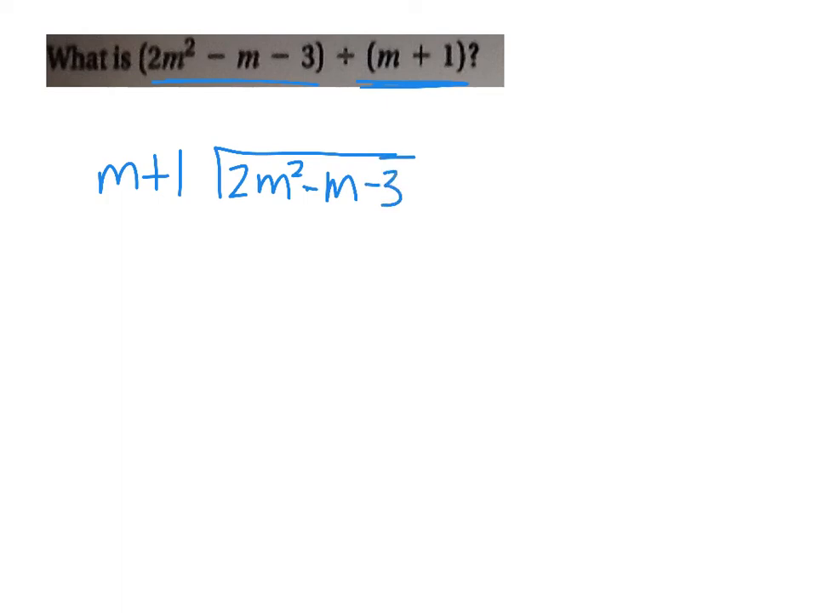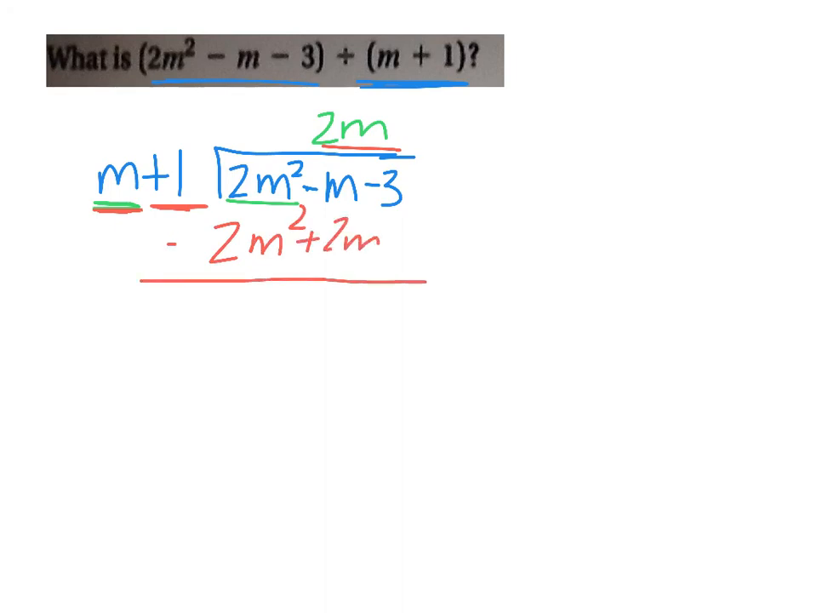Okay, so we're starting with the 2m squared. We're asking ourselves, what do we need to take times this m to give us 2m squared? And the answer is 2m. Then we're going to essentially FOIL it. This 2m is going to be multiplied by this m as well as this 1. So that gives us our 2m squared plus 2m.